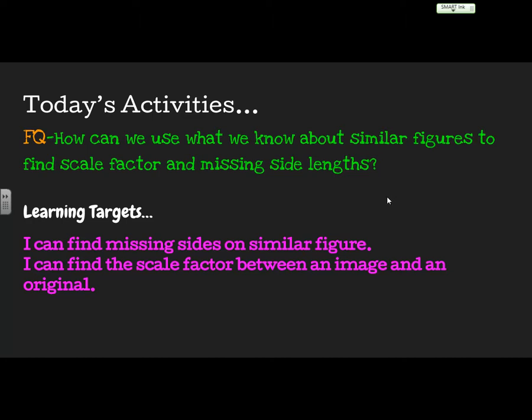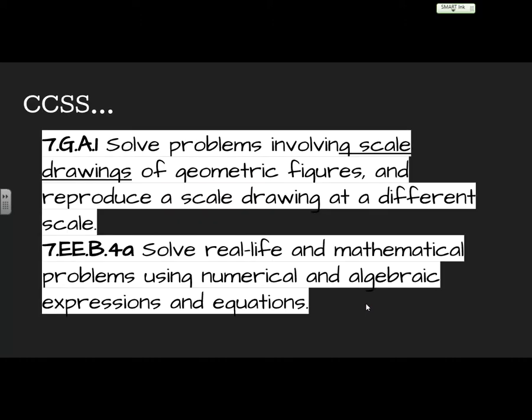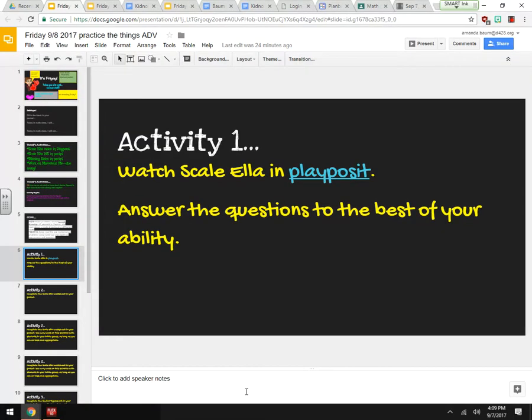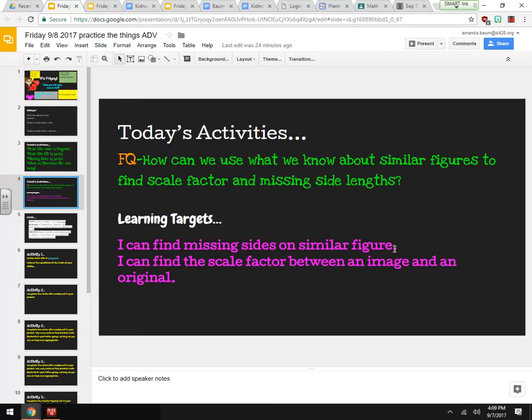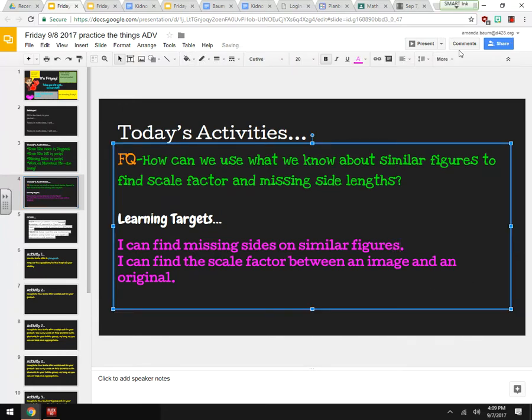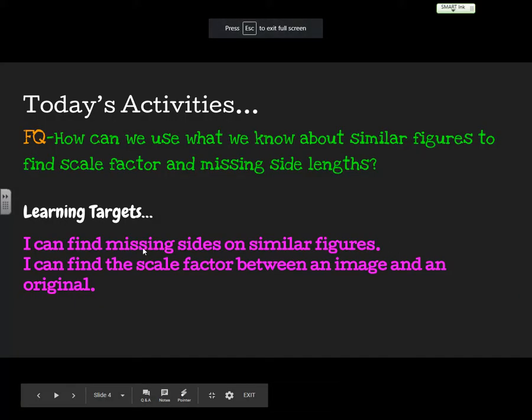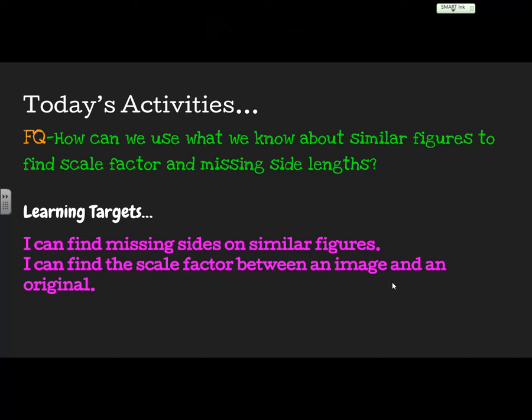So your focus question for today, how can we use what we know about similar figures to find scale factor and missing side lengths? Your learning intentions, I'm expecting you to be able to find missing side lengths on similar figures. Ooh, nice grammar. Hold on, I gotta fix that. Sorry guys, I can't with that. Okay, there we go. That's better. I can find missing sides on similar figures. And then your second learning intention is I can find the scale factor between an image and an original.